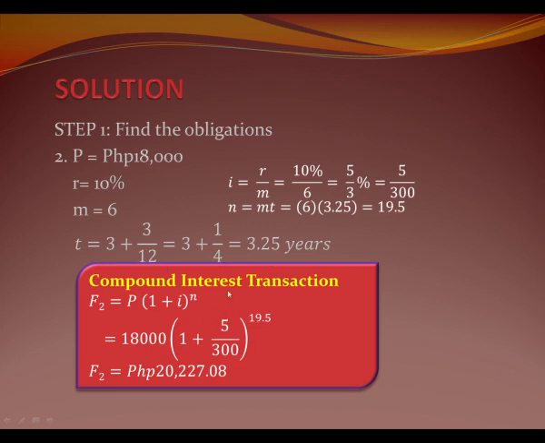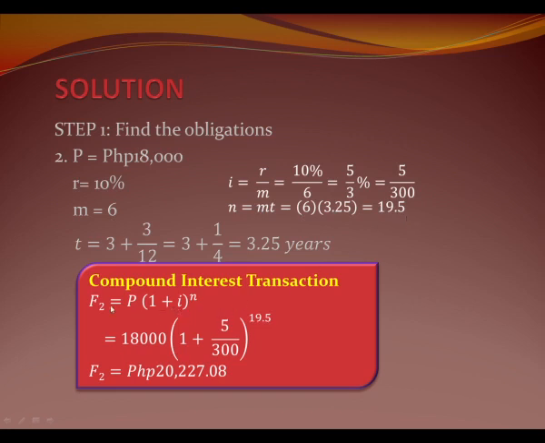For the compound interest transaction, we have to look for the periodic rate I, which is R over M. If this is 10% compounded every 2 months, this is divided by 6, so we can reduce it as 5 over 3. Then removing the percentage symbol, we divide by 100, so this is simply 5 divided by 300. We also need the total number of conversion periods. This is simply M times T, where the conversion period is 6 and the number of years is 3.25, so this is 19.5.